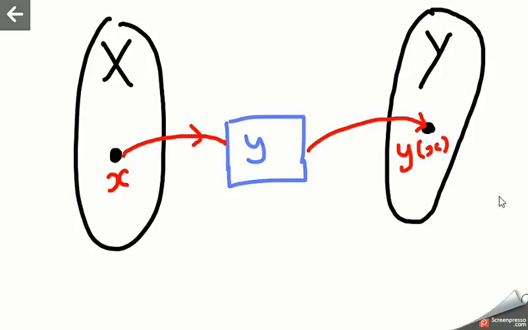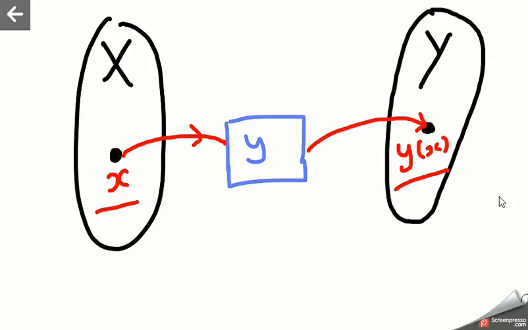And there's only one thing that comes out of the box. If it comes out to something else, then it's no longer a function, so that's not allowed. There's only one thing that comes out. So this is a function. The function is y. It takes the input little x and it spits out the output y of x. And usually it does something to the input, so y of x is quite often different to x.